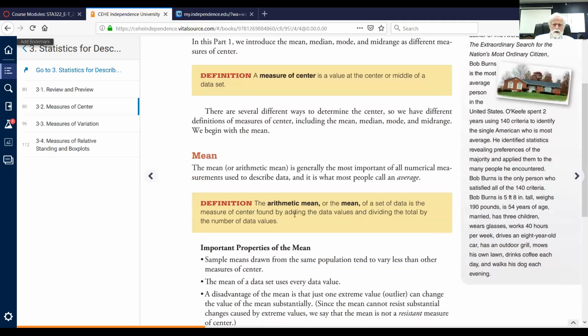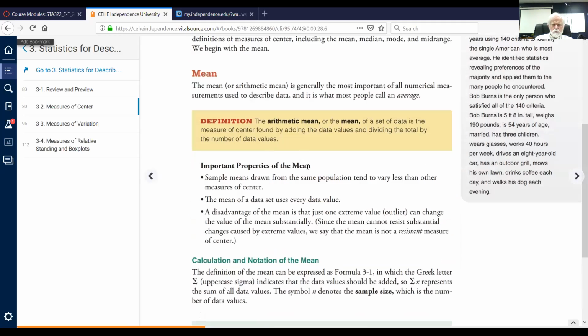There are some basic concepts. The measure of center is some value that's at the center or middle of a data set. So we have a couple of these things. We have a mean. In statistics, we refer to the arithmetic mean, which is what most people call the average.